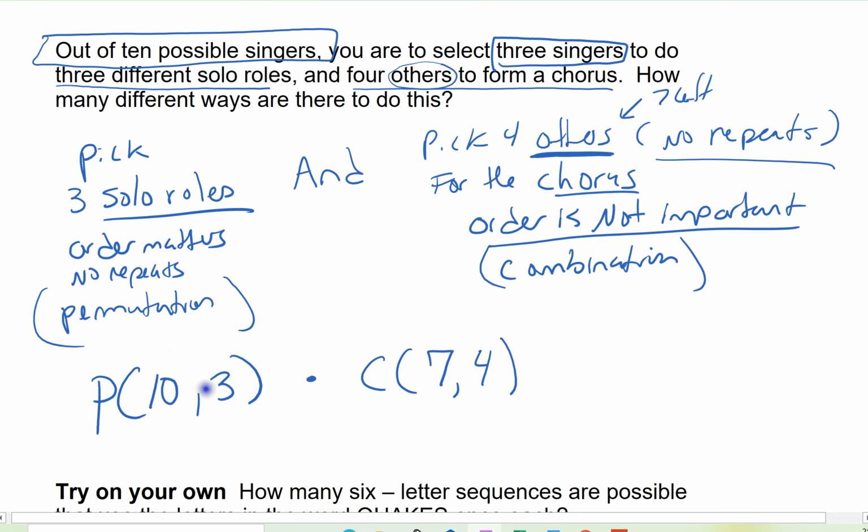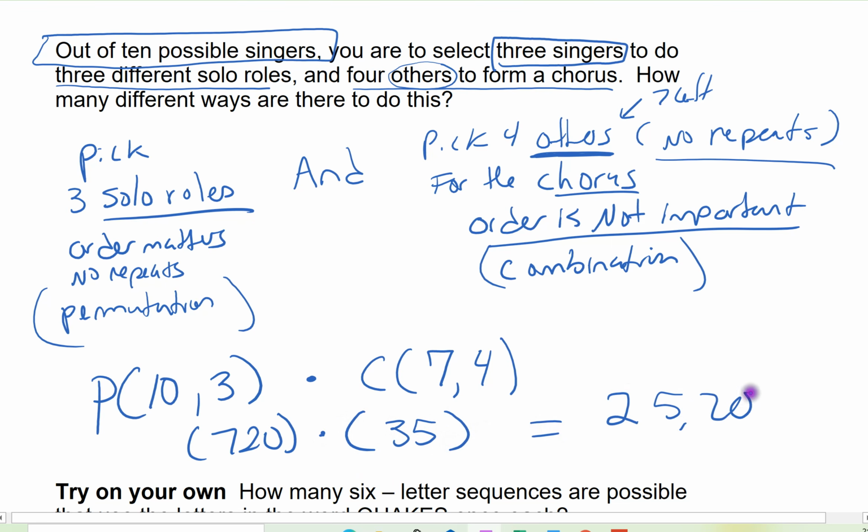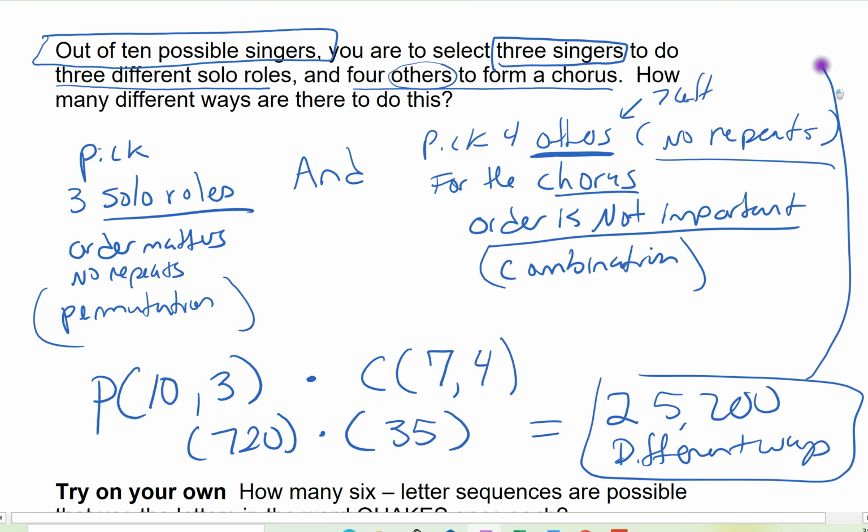Alright, then you type it in the calculator, permutation 10 choose 3. If you type that on the calculator, that comes out to 720 times combination 7 choose 4, which is 35. Alright, so 720 times 35 comes out to 25,200 different ways to do this. Alright, so there are 25,200 different ways to pick 3 solo artists, 4 chorus artists out of 10 possible singers.